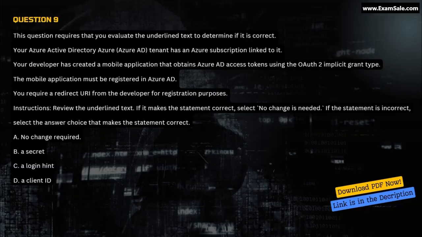Instructions: review the underlying text. If it makes the statement correct, select No Change is needed. If the statement is incorrect, select the answer choice that makes the statement correct. A. No change required. B. A secret. C. A login hint. D. A client ID. Correct answer A. No change required.